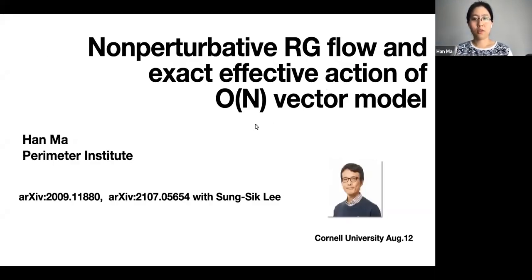Today, I'm gonna talk about our recent work on the O(N) vector model. It's about non-perturbative RG flow and effective action of this model. This work was done with Sungsik Lee, and what I'm gonna talk about is in these two papers on arXiv. You can check them on arXiv.